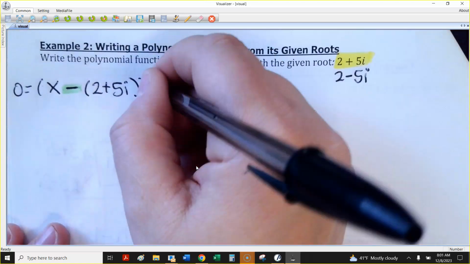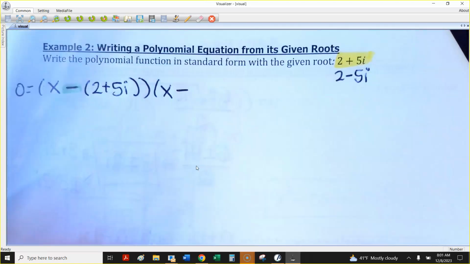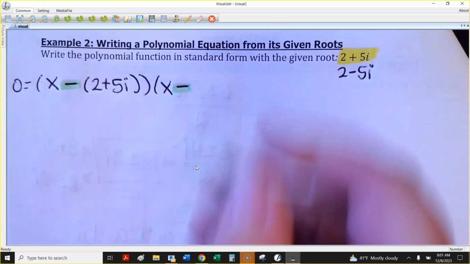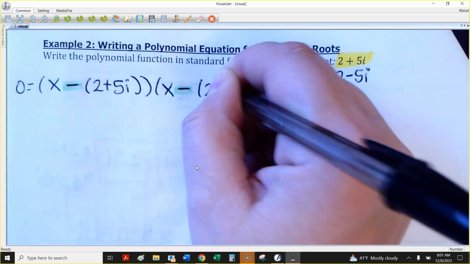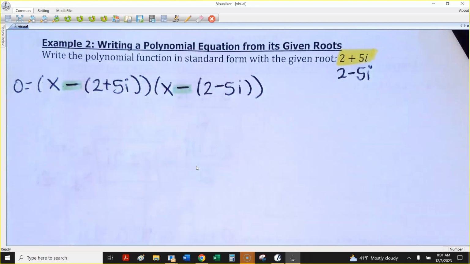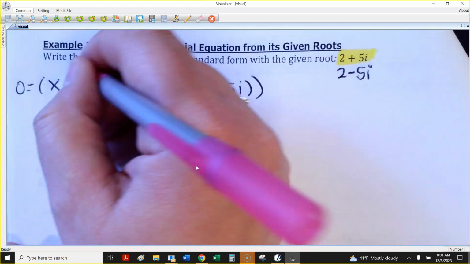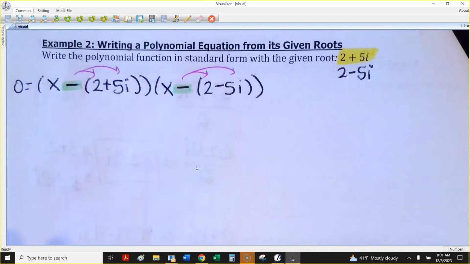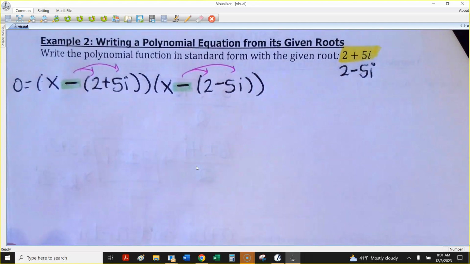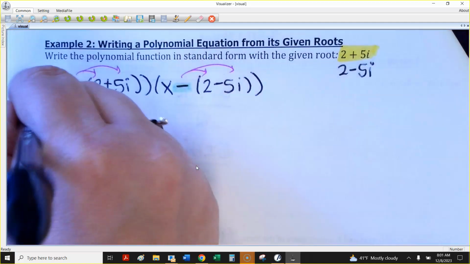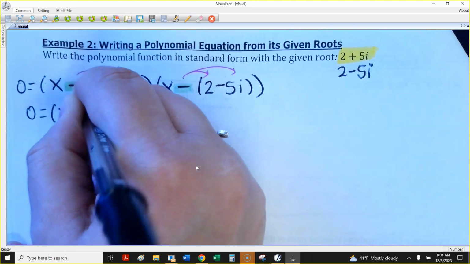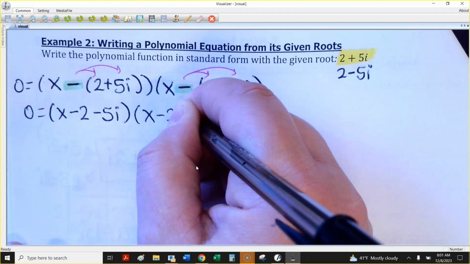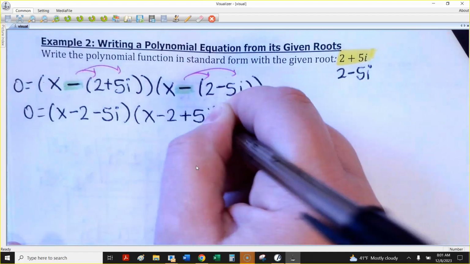Now, the other one, don't change it. You're just going to use subtraction again, and I'm going to put that conjugate in parentheses if it has two pieces. So it's 2 minus 5i. Now, what we did yesterday, remember, before we multiply, I'm just going to simplify these factors a little bit by getting rid of that extra set of parentheses. It's just going to multiply both of those terms by a negative 1 when you do that. So I'm going to have x minus 2 minus 5i, and then x minus 2 plus 5i.